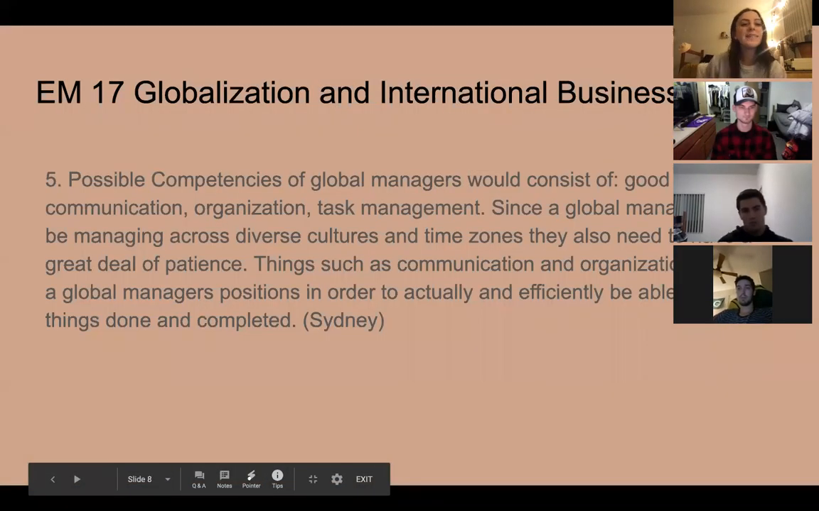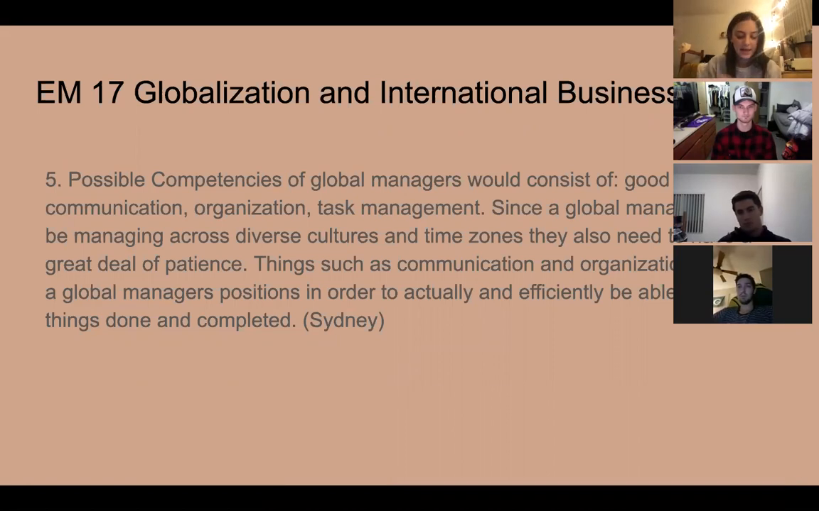All right, and then lastly, in EM 17, we wanted to talk about possible competencies of global managers. I have a definition that says competencies are particular qualities that a company's recruiters have decided are desirable. Within a global manager, some desirable qualities would be good communication, organization, and task management.